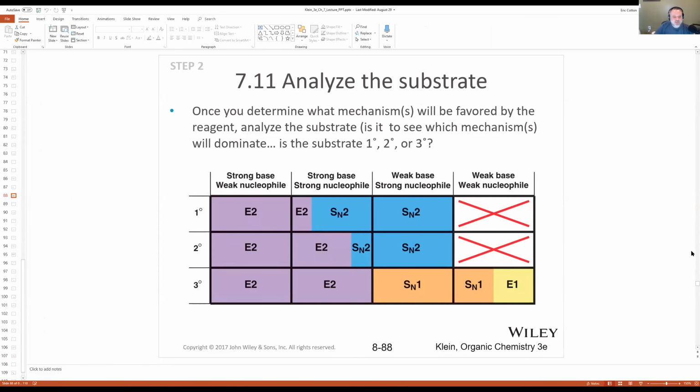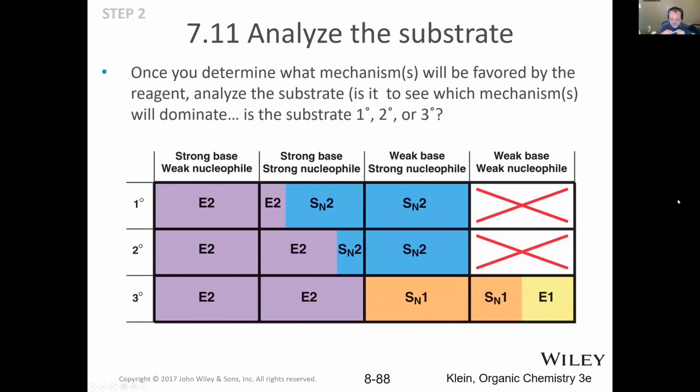At the end of the day, you're going to be faced with the decision. If you look at the column on the left, that axis is primary, secondary, or tertiary, and determines the identity of the leaving group on the substrate. Is the leaving group at a primary position, a secondary position, or a tertiary position?